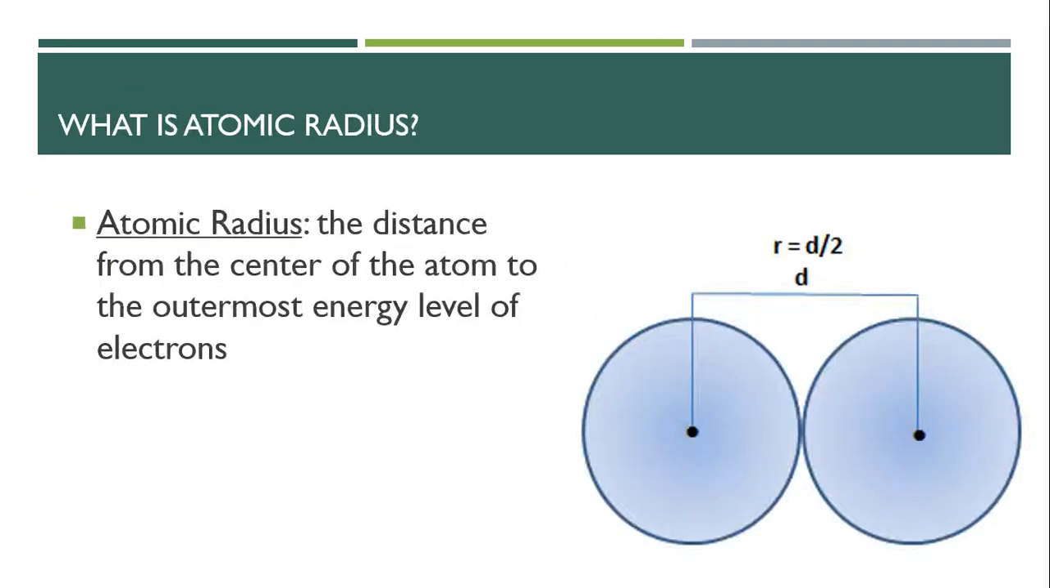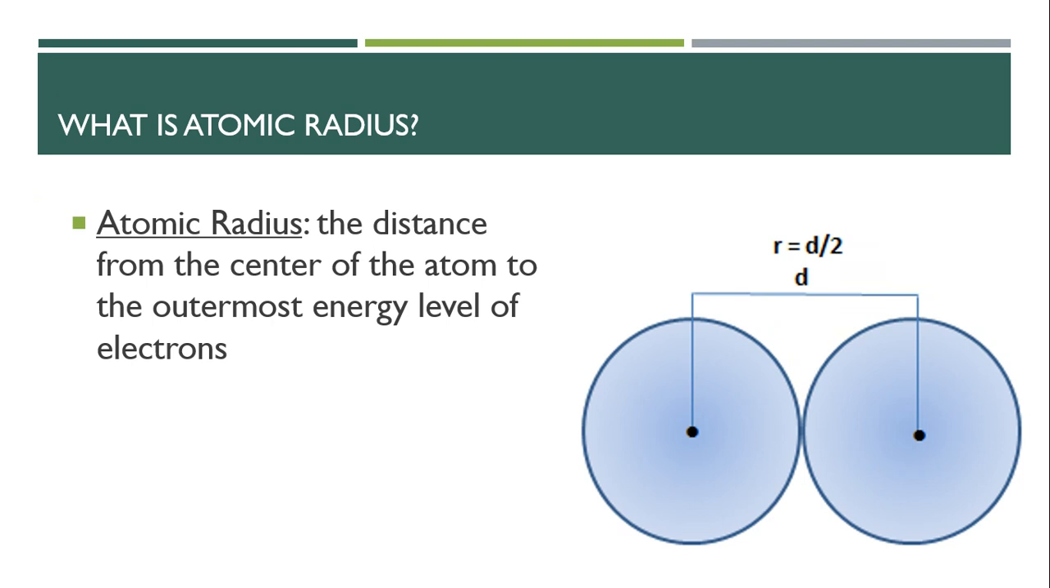atomic radius. What is atomic radius? Well, it is officially defined as the distance from the center of the atom to the outermost energy level of the atom. So it's like the radius of each one of these circles. Now, how do we measure that? Since we can't really measure the distance from the nucleus to the edge, we take the distance between two touching atoms, and we cut that distance between the two centers of those two atoms and divide it by 2. And that would give us the radius.